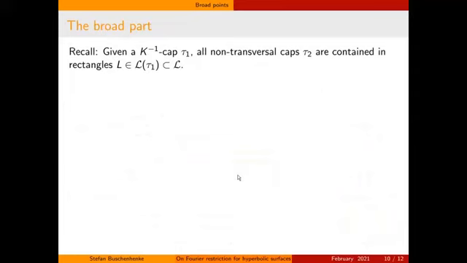Okay, so this was the non-broad parts, which you can just do by induction. So what do you do with the points which are broad? Recall we started with the fixed cap T1, and then we look at caps T2. If they are transversal, fine, then we can somehow exploit the transversality. What do we do with the non-transversal caps?